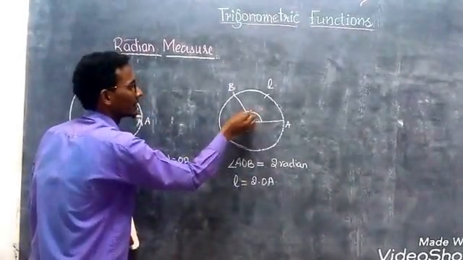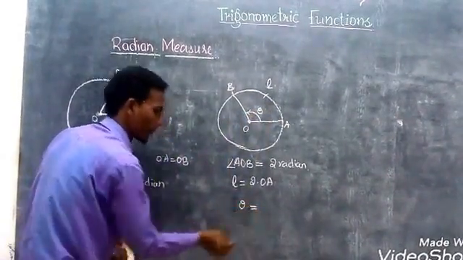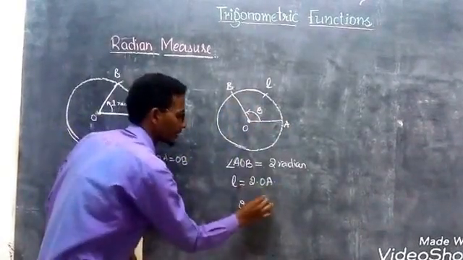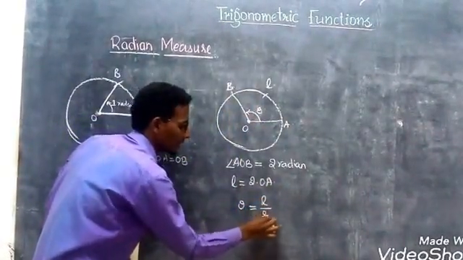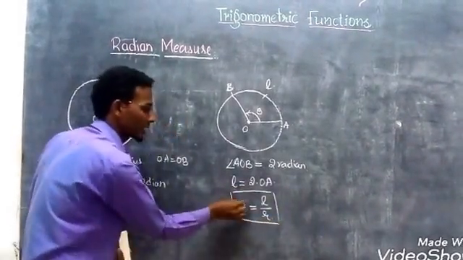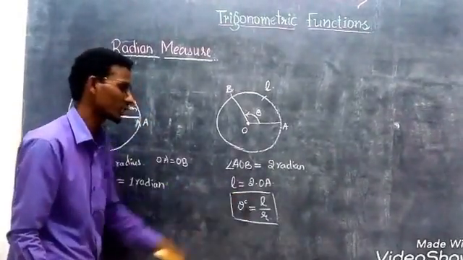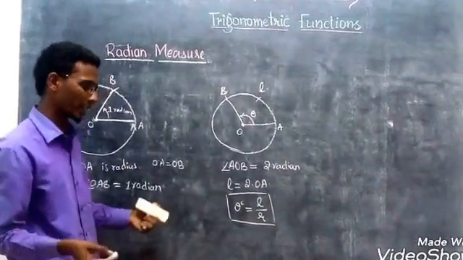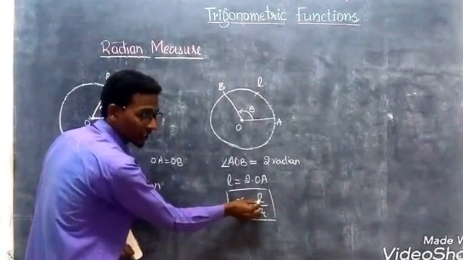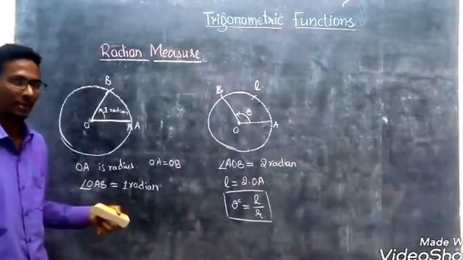Therefore, we can relate this theta, whatever angle is formed here: theta is equal to the length divided by the radius. Theta is in radians. We do not write it like this, or else we write theta radian itself. Theta radian is equal to the length of the arc divided by the radius of the circle, whatever we have taken.